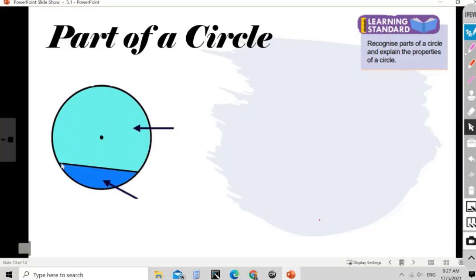So the next one, I think the last one. We know that this is the chord. If the region is enclosed by part of the circumference and the chord, what is this called? Segment, yes. We call it a segment. Same thing, we have the major segment and the minor segment.